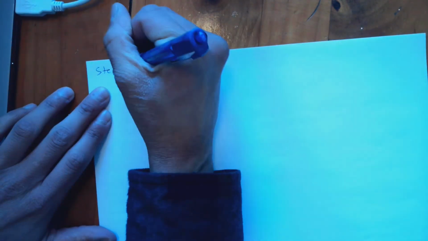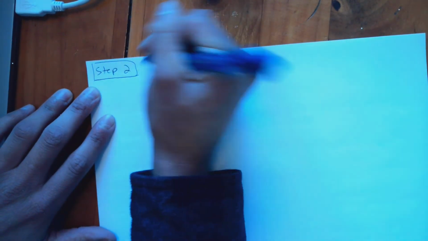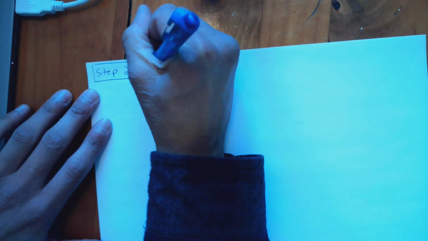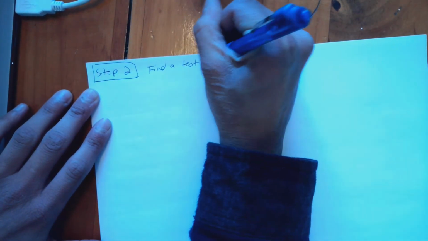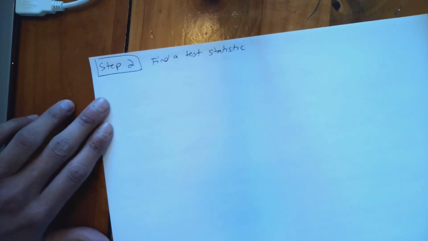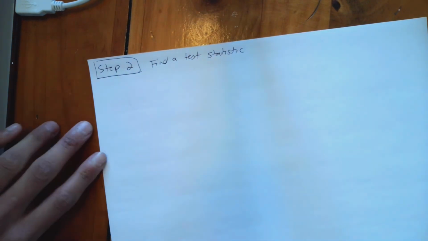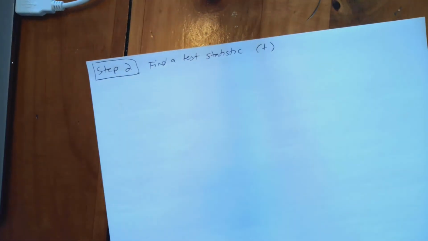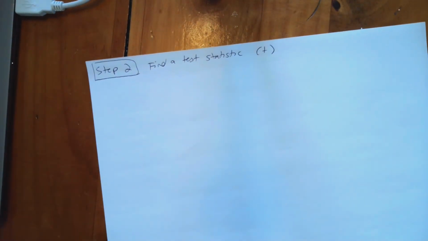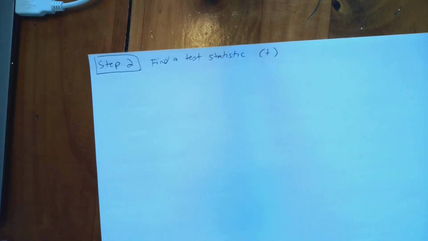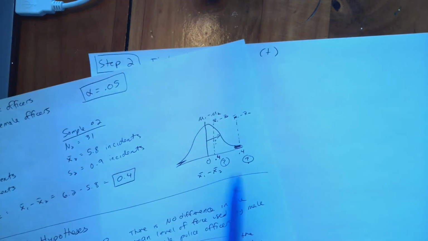So step 2 in our hypothesis test is finding a test statistic. And in the case of a two-sample t-test, the test statistic we're going to find is a t-statistic. So just like last week, we found a t-statistic for a single sample mean. Now we're going to be finding a t-statistic for a difference in sample means. And again, that t-statistic is going to tell us how far out our difference in sample means is on this distribution.